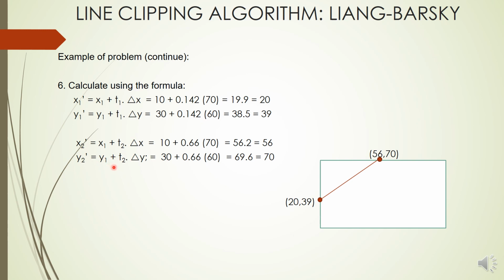So based on this calculation using these formulas, you will get these four values for your clipping window. You get 20 for your x1 dash and 39 for y1 dash. Then for x2 dash you get 56, with 70 as your y2 dash. So this is the line that lies inside the clipping window. The part that is outside will be clipped.